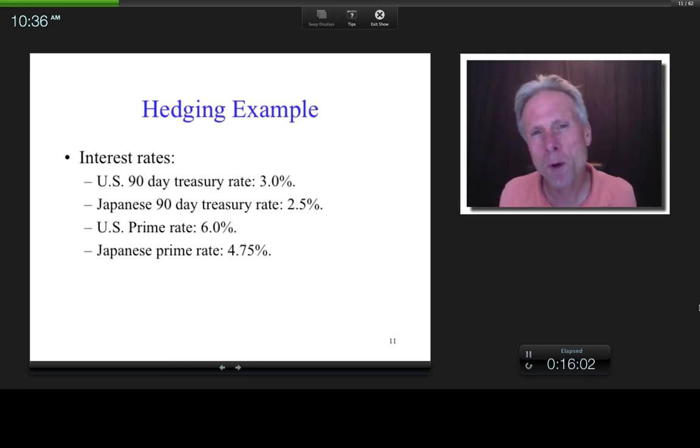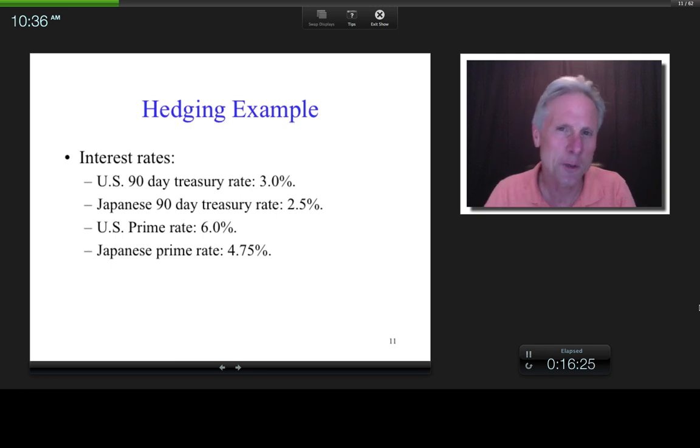Well, who's doing the borrowing when, for example, you invest in a US T-bill? The American government, right? They're borrowing money. Okay. What about the prime rate? Who's doing the borrowing there? The bank's most creditworthy customers. Okay, so the prime rate is the rate at which banks will lend to the most creditworthy customers.